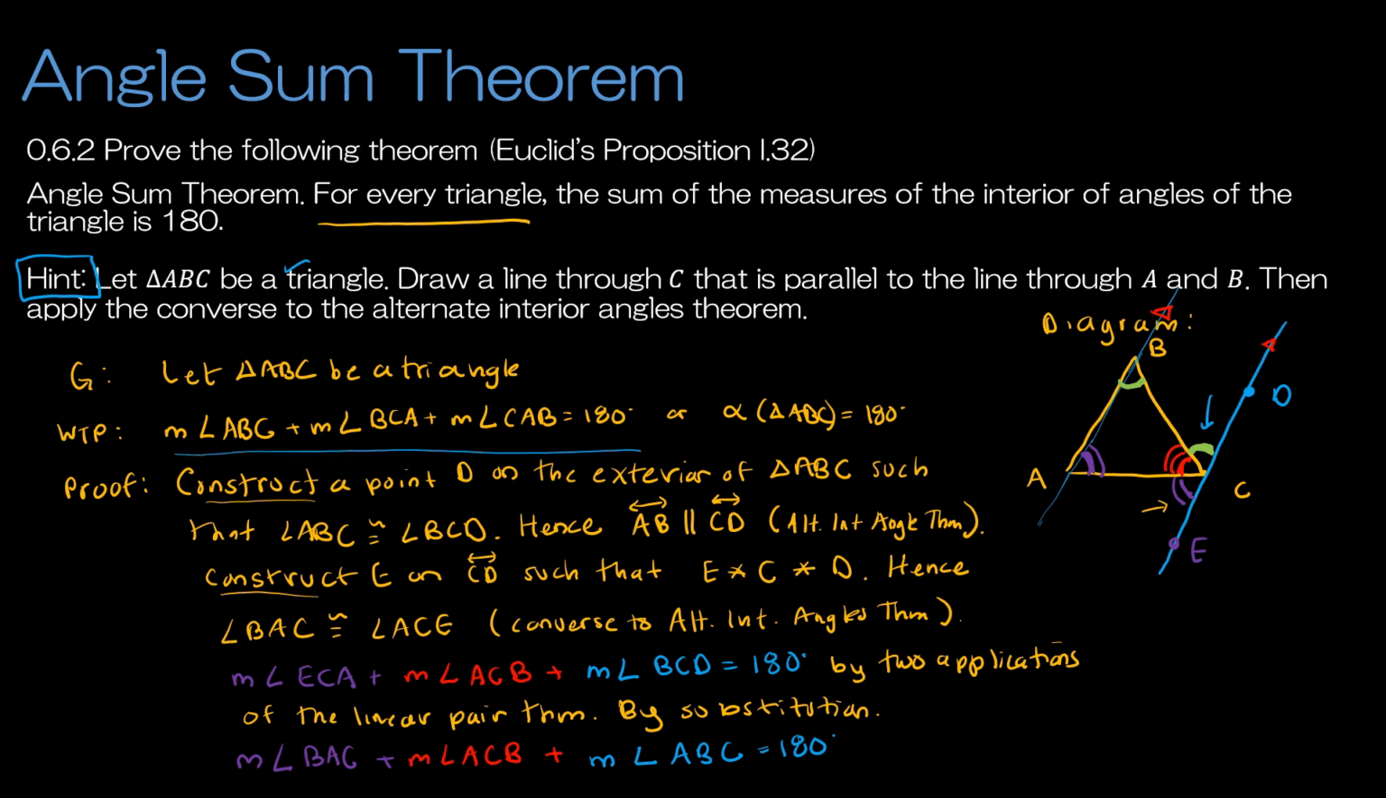So my final step, therefore, and then I'm going to use the shortened version because I'm obviously running out of room. The sum of the measures of triangle ABC is equal to 180. And then the little tombstone that says that proof is complete.